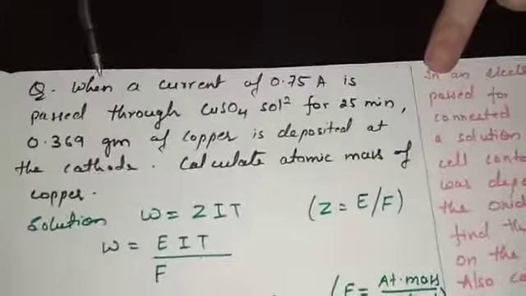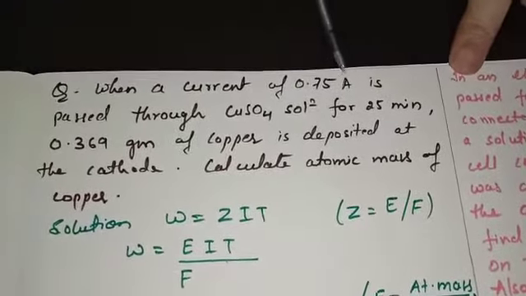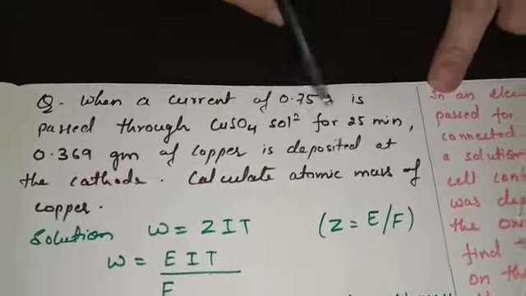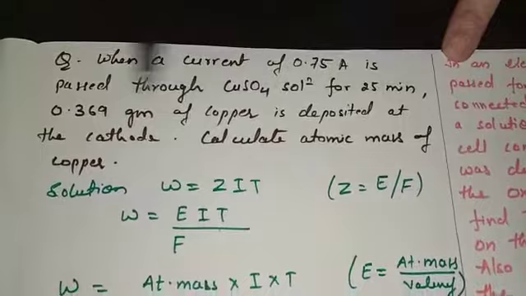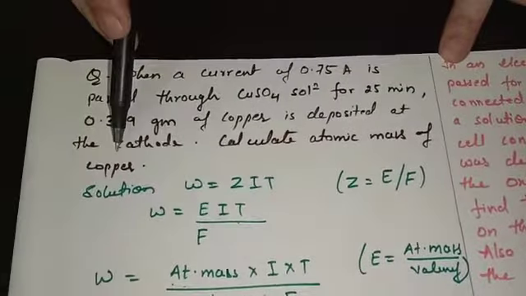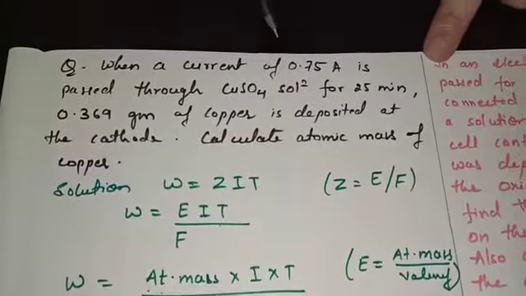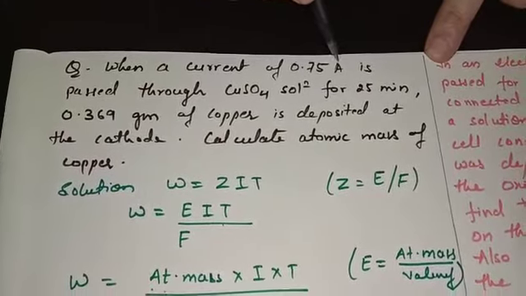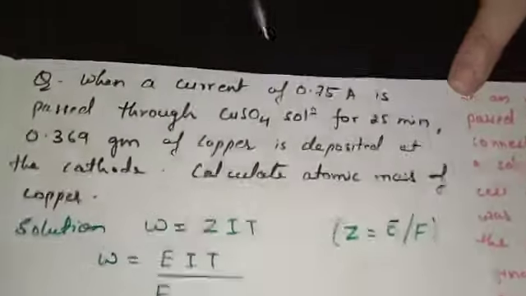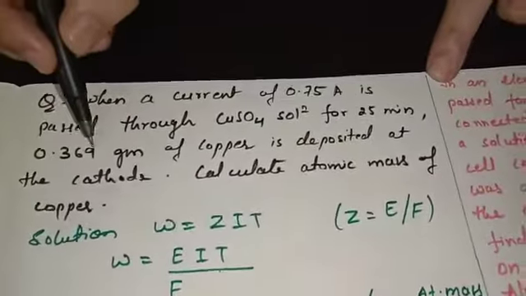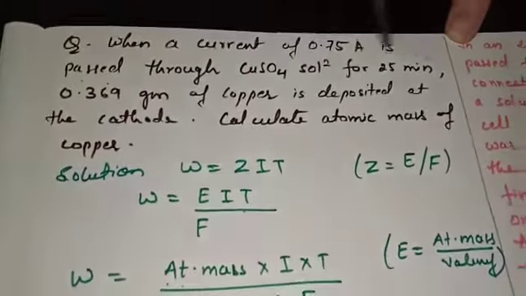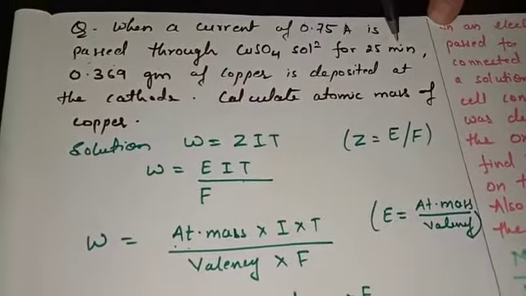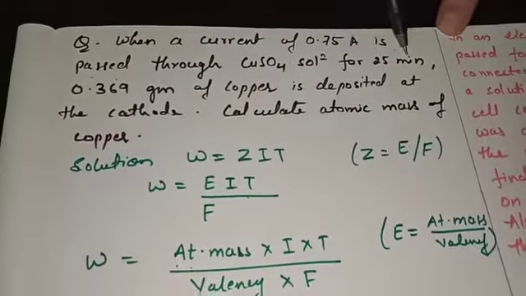Now, we can take a numerical problem related to this formula. When a current of 0.75 ampere is passed through copper sulfate solution for 25 minutes, 0.369 gram of copper is deposited at the cathode. Calculate the atomic mass of copper. In this question, what is given? 0.75 ampere, as the unit is ampere, the value of I is given. 0.369 gram, as it is gram, the value of W is given. Next, 25 minutes, which we have to convert into seconds; so the time value is given.